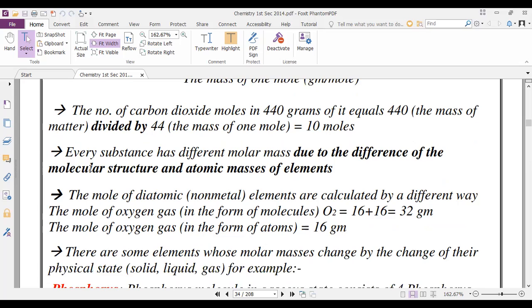Every substance has a different molar mass, right? Due to the difference of the molecular structure and atomic mass of its elements. Right or wrong, this statement?